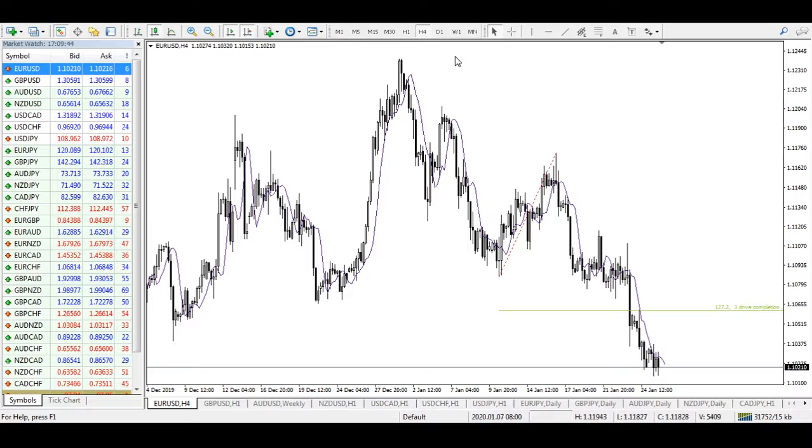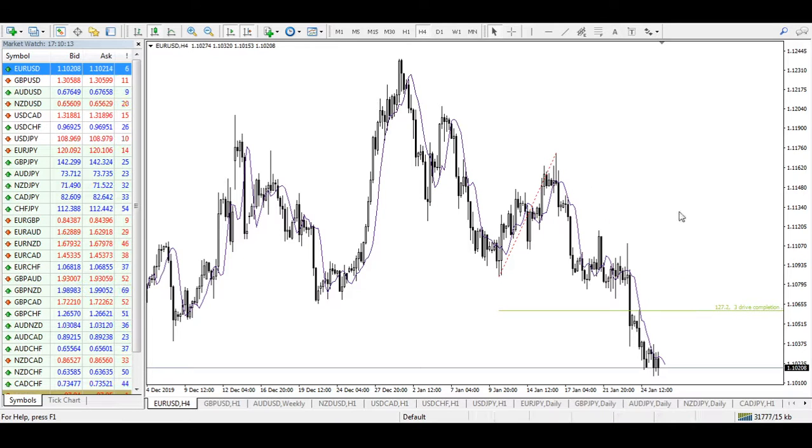And after completion of this 3-drive, there was an upside move after Lagarde started the press conference, but that didn't cause a significant retracement. So the 3-drive setup I am talking about was: this was the first drive, this was the second drive, this was the third drive, and here was the completion point of the 3-drive.